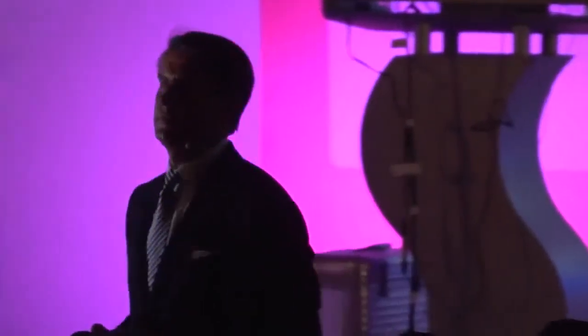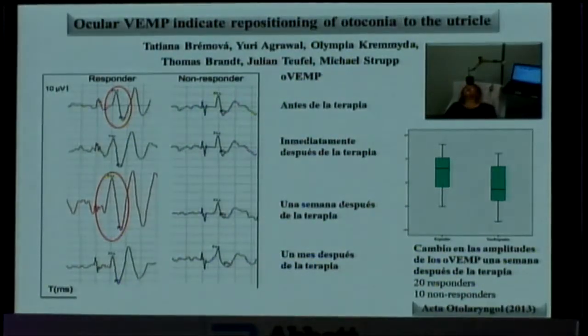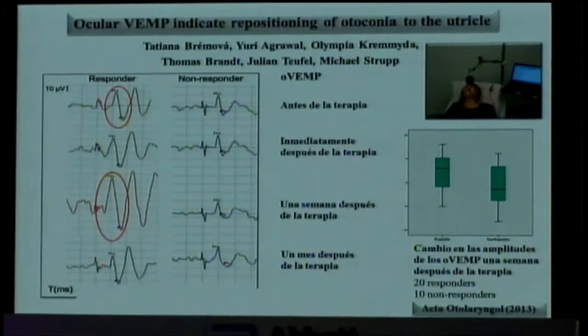So theoretically, it's much more likely that they come from the utricle, which is here, than from the saccule. Where do they go? Same answer. We recently evaluated that important question by the oVEMP and the cVEMP. We did a very simple experiment. 30 patients with BPPV treated with the Semont maneuvers. We had 20 responders and 10 non-responders. We measured the oVEMP and the cVEMP, and just to remember, the oVEMP measures the function of the utricle.